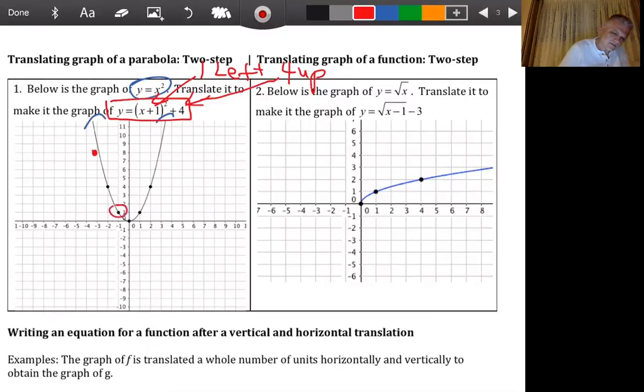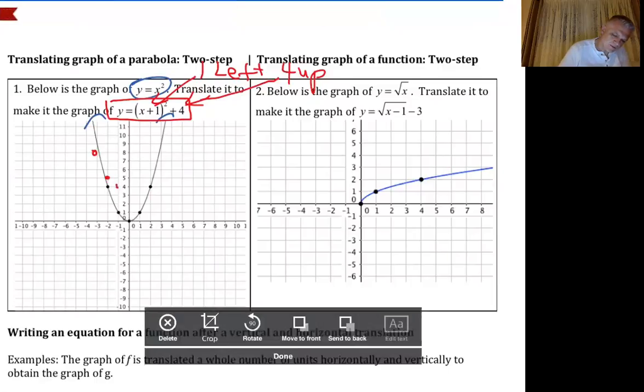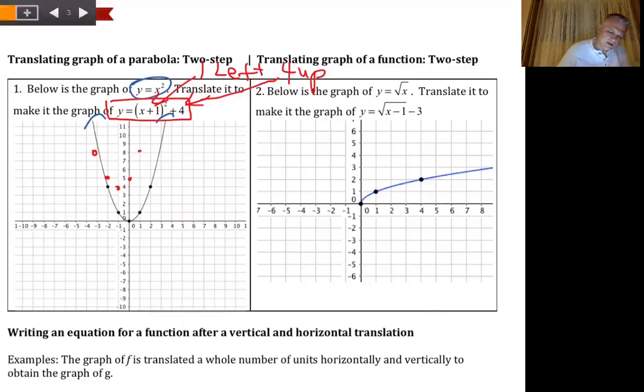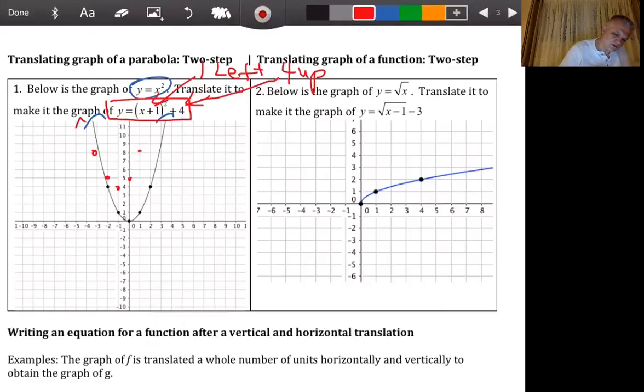Okay, now let's take this guy. Left 1, up 4. Okay, let's take the vertex. Left 1, up 4. Take this one. Left 1, up 4. And then the last guy, left 1, up 4. Connect your dots with the same basic smooth curve as the original graph was.